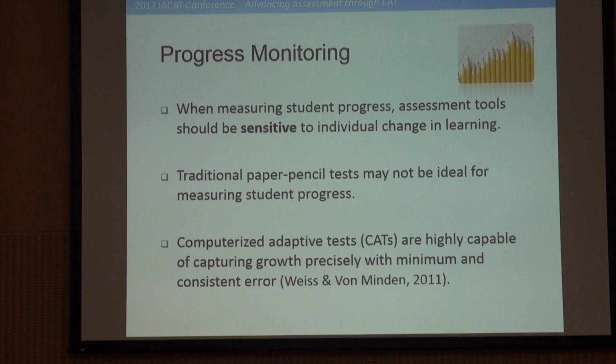So basically, we need a more sensitive assessment tool to capture the amount of learning or growth in learning or progress. That's why computerized adaptive testing is a really nice tool for capturing student progress precisely with minimum and consistent error, basically. That's the main benefit of CAT in this case.